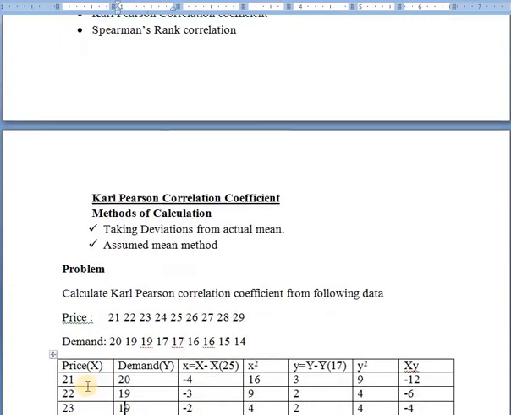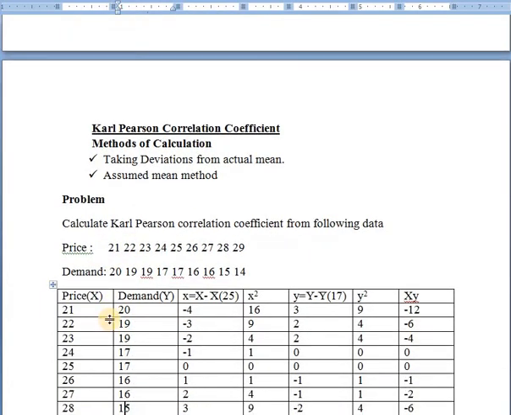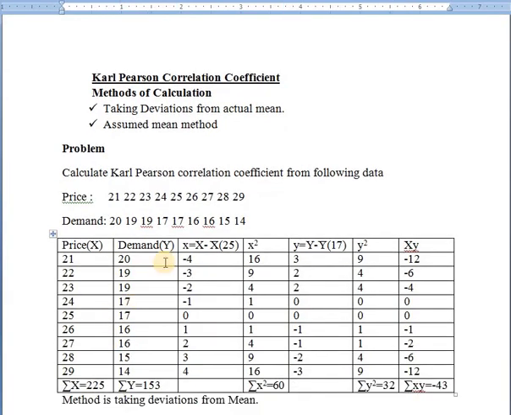Let us test the variables. Here we consider price as X and demand as Y. We'll take the values: price 21, 22, 23, 24, 25, 26, 27, 28, 29 and demand as 20, 19, 19, 17, 17, 16, 16, 15, 14.